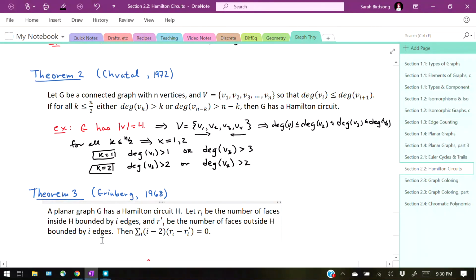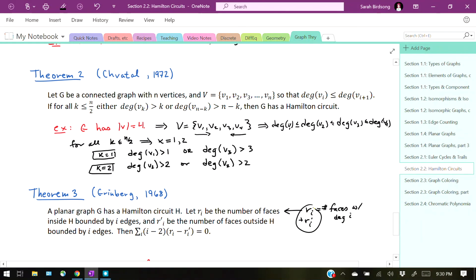So remember, bounded by blank edges is the same as looking at the degree of your face. So this here, Ri, is the number of faces with degree i, except not really, because notice there's this distinction between where those faces are inside the Hamilton circuit and outside the Hamilton circuit. And if you actually count up all the faces with degree i, that doesn't actually mean there's anything on there that requires you to be inside or outside of a circuit. So if you actually want the total number of faces of degree i in your graph, that would be where you add up these two guys.